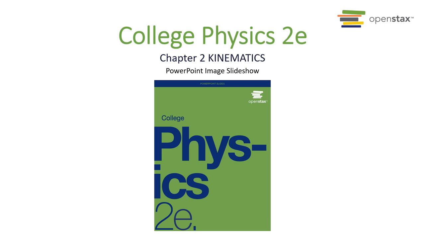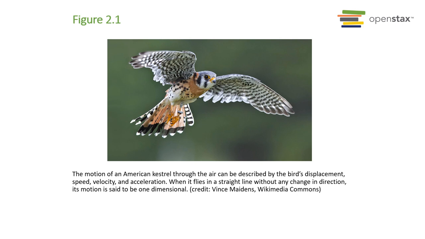Welcome to College Physics Second Edition, Chapter 2, Kinematics. Kinematics are what we use to describe motion, such as displacement, speed, velocity, and acceleration. When we have movement in one direction or one axis, we refer to that as one dimensional, which will help in defining all of our terms.